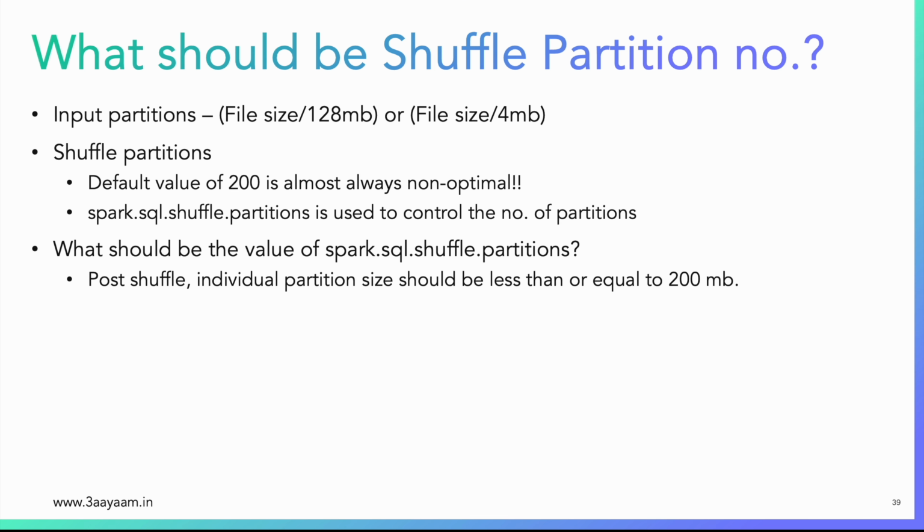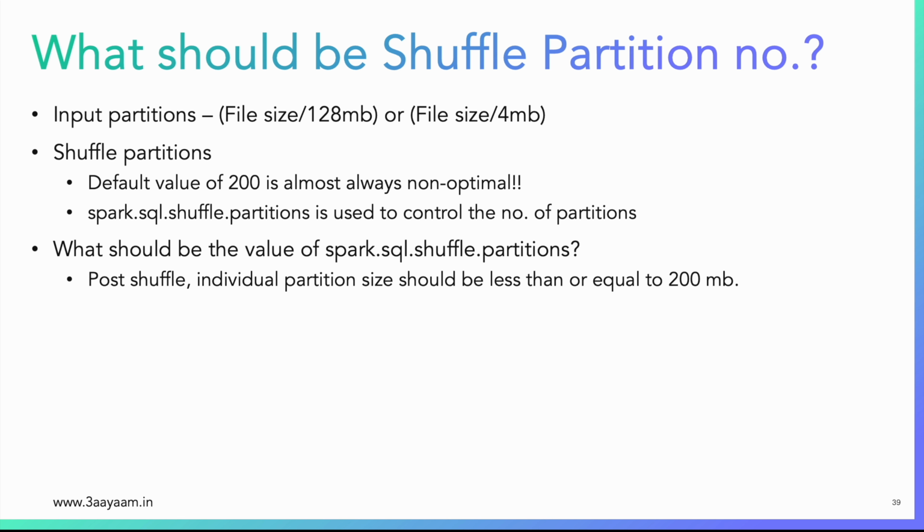So this is the best practice, and you should remember this: post shuffle individual partition size should be less than or equal to 200 MB, minimum of 100 MB, not less than that. So it should be anywhere between 100 MB to 200 MB. Now how do you find out the post shuffle total data size? You can go to Spark UI and look at that shuffle write. After you do that, then only you set the parameter Spark SQL shuffle partitions to whatever value you find out to be. You have to do the testing once and then set the value.